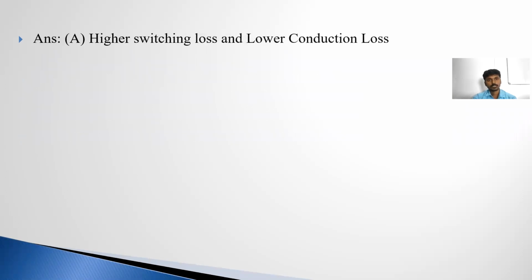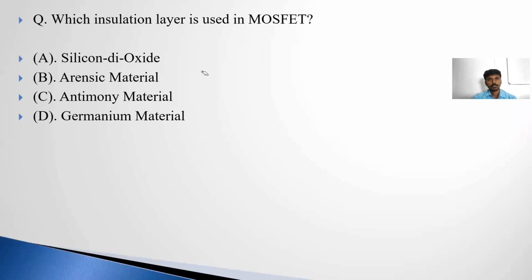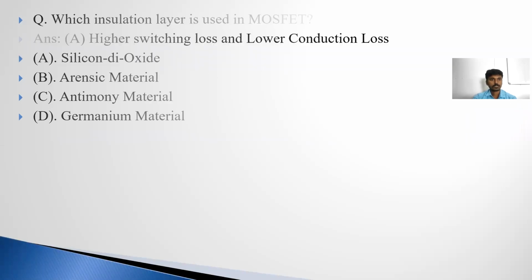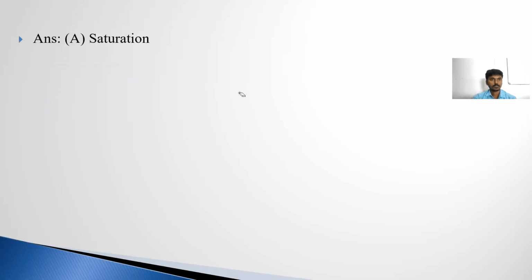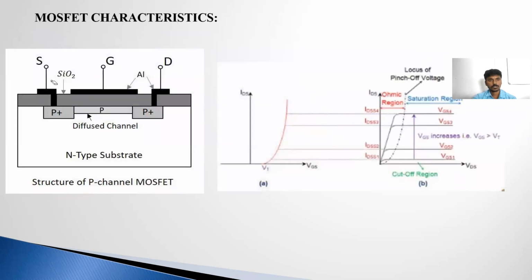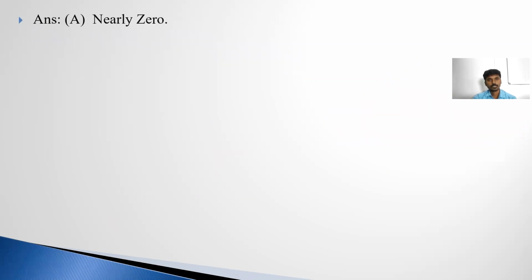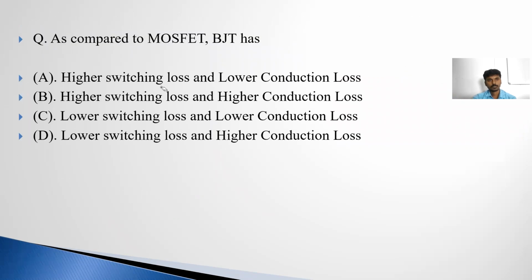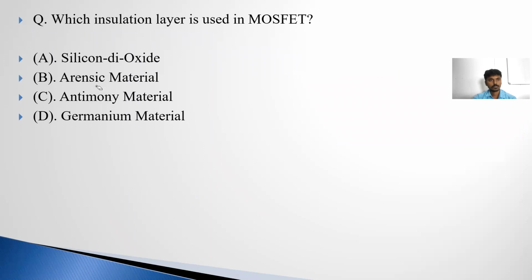Clear? Next. Which insulation layer is used in the MOSFET? See here. Which insulation is used in the MOSFET? Okay, SiO2, silicon dioxide. Clear? Silicon dioxide. Okay, A is the right answer. SiO2, silicon dioxide.